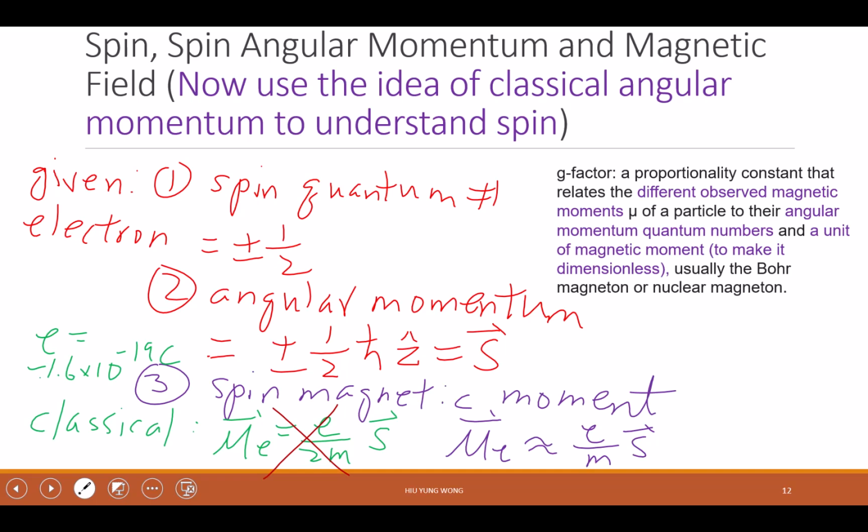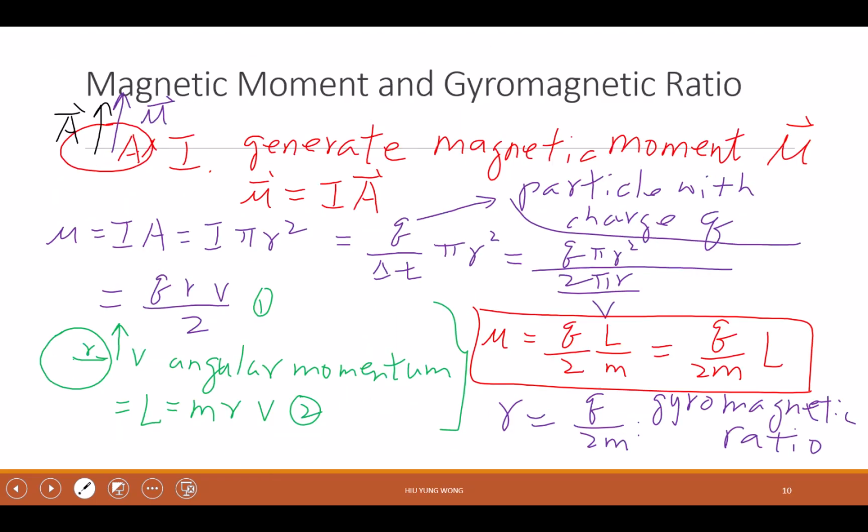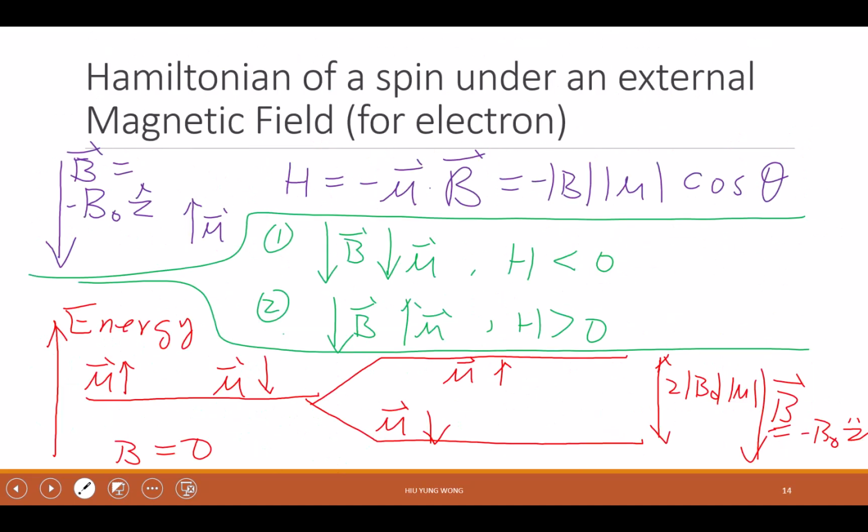Make sense? If you have a positive charge, this is easy to understand. If I have a positive charge rotating, then the magnetic moment and the angular momentum are in the same direction. But if it is a negative charge, the angular momentum will be the same as before because angular momentum is due to the mass. But the magnetic moment is going to be in the opposite direction because magnetic moment is due to the charge, right?